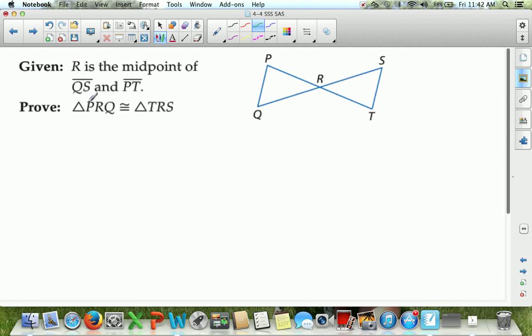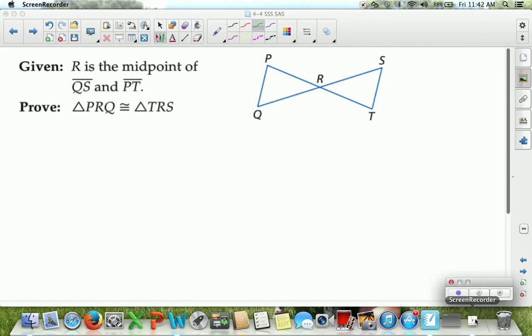Okay, let's look at this next example. I want you to pause and go ahead and see what you know, or write down what you know. See if you can get started on this proof.